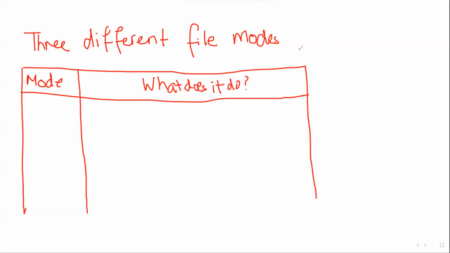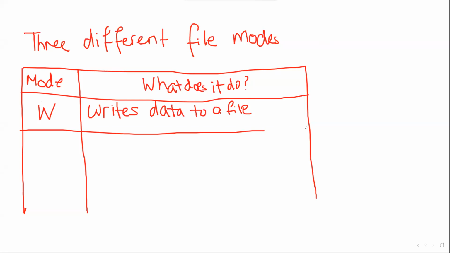Being recorded now. So the first mode is W. And W is used in Python, by the way. It's part of the Python code. What does it do? Writes data to a file. We'll see how W is used in a minute.